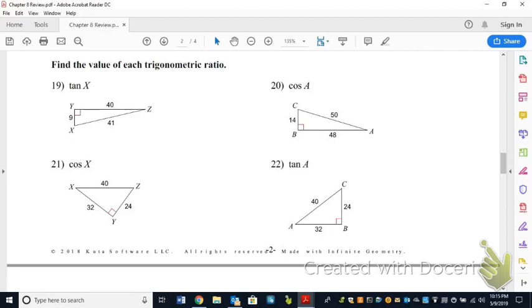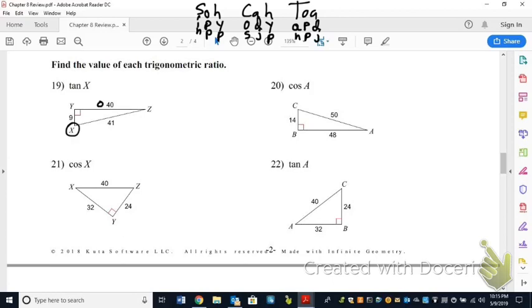So, these next ones, what you have to do is look at the angle and figure out what the correct trigonometric ratio is. So we got SOHCAHTOA going on here. Remember, that stands for sine is opposite over hypotenuse, cosine is adjacent over hypotenuse, and tangent is opposite over adjacent.